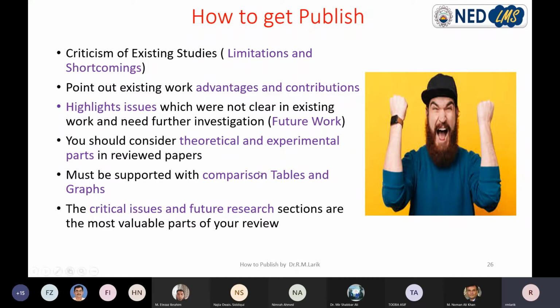It must be supported with comparison, and your manuscript must be compared using tables and graphs, because when you include graphs and tables, it gives more worth to the manuscript, right? And it gives more clarity and is more understandable. So the critical issues and future research sections are the most valuable parts of your review, because they give your manuscript a value like gold, 24 karat gold.